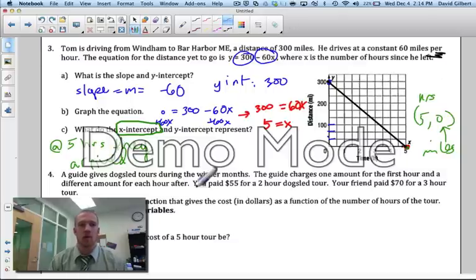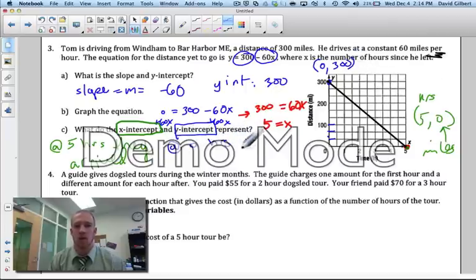Then for the y-intercept, that's the point 0, 300. So at 0 hours, they had, whoa, what's a "they"? So at 0 hours, they had 300 miles to go. Or the trip must have been 300 miles long.